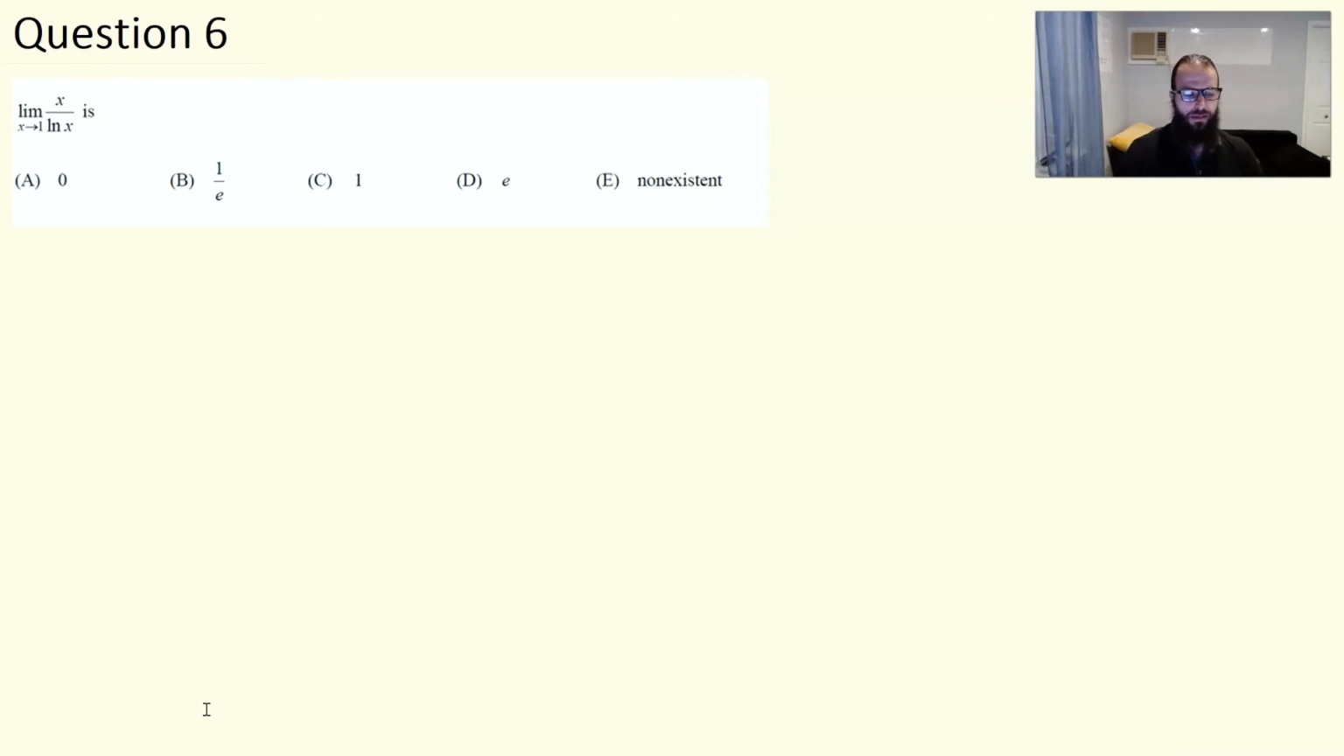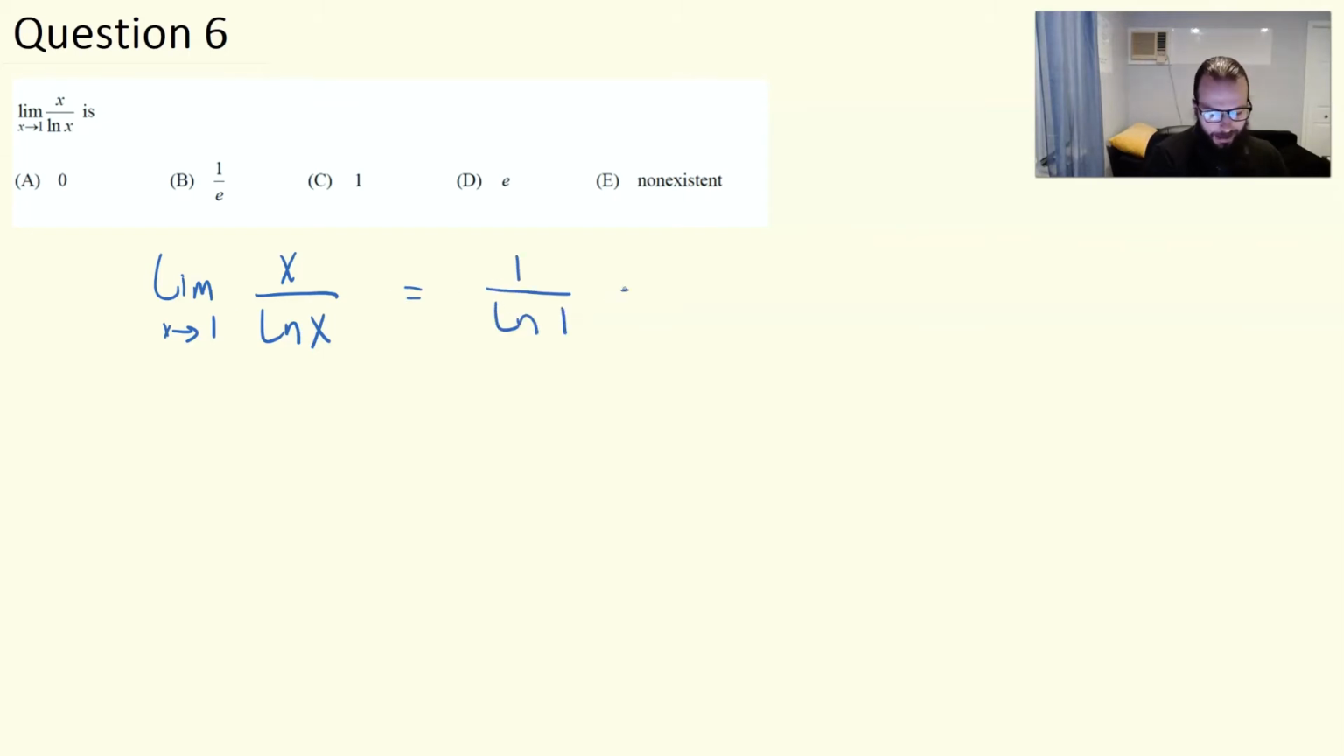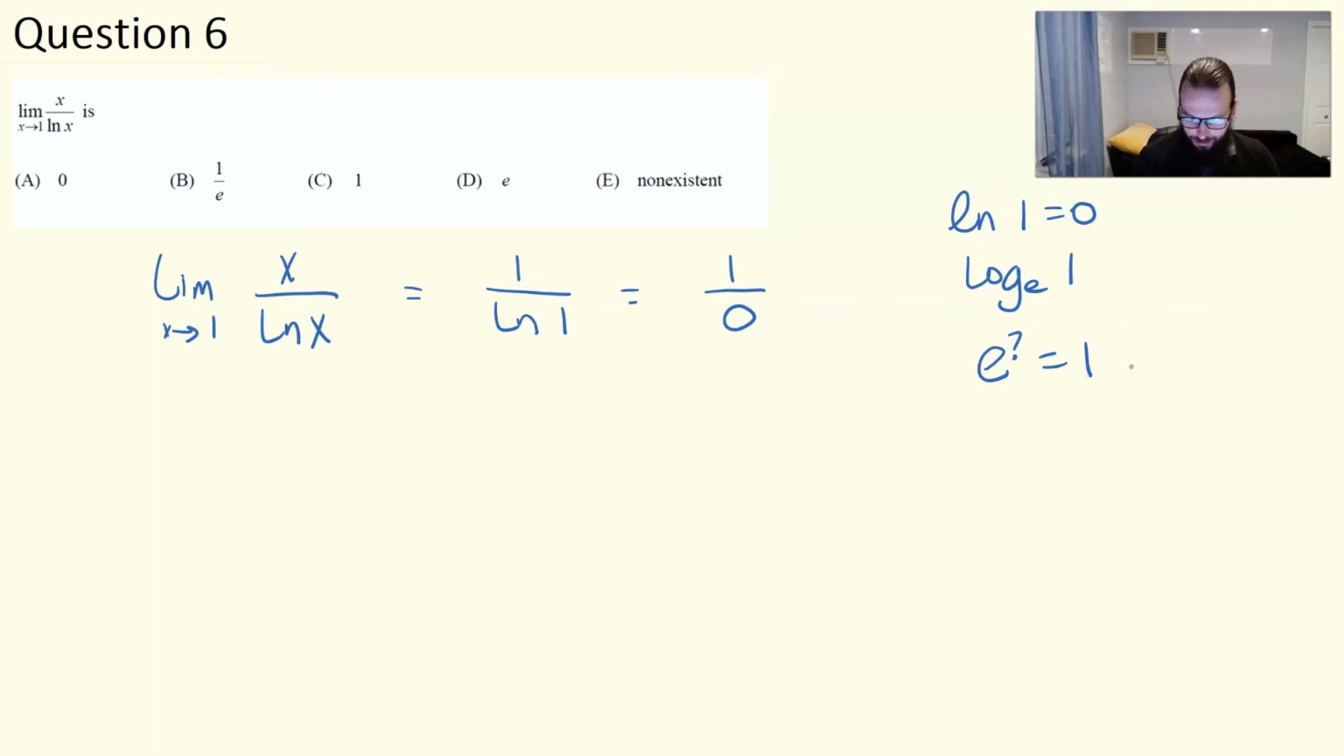This is question number 6 on our limits chapter 1 quiz. Now what we have here is a limit to a number. The limit as x approaches 1 of x over ln of x. Now what we want to do is fill in 1, as we normally would. And what we're going to get here is 1 over 0. The ln of 1 is 0, because it's basically the log base e of 1. So it's asking us e to what power is 1, and that is going to be the 0th power, which means that this is 0.